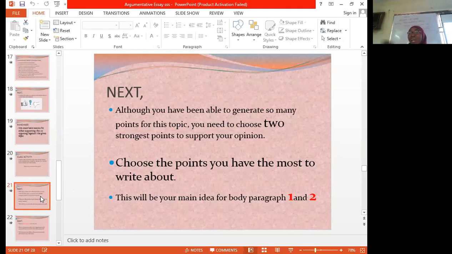Although you have been able to generate so many points for this topic, you need to choose two strongest points to support your opinion. So choose the points you are most right about. You look at the points that you've been able to generate, then you have to pick two that you can actually write about. Remember that in your examination, you'll be given a target. Write between 300 to 450 words, between 250 to 300 words, you know. So you must write based on the one that you know that you can write most on. Now, this will be your main idea for body paragraph 1 and 2.